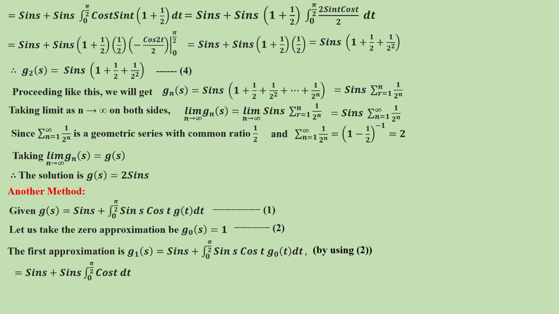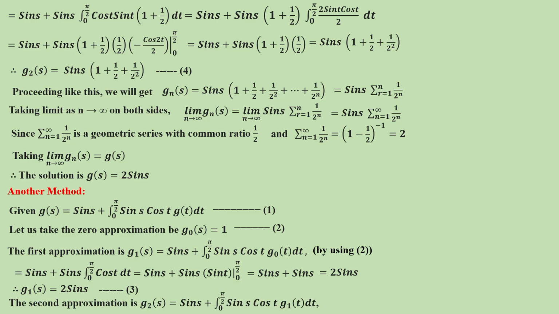So substituting g naught of t value, you will get sin s plus sin s integral 0 to pi by 2 cos t dt. So sin s plus sin s into sin t, lower limit 0 upper limit pi by 2, because integral cos t is sin t. So sin s plus sin s, that is 2 sin s. So g1 of s is equal to 2 sin s. That is equation number 3.